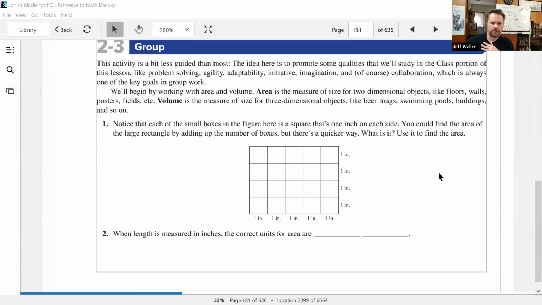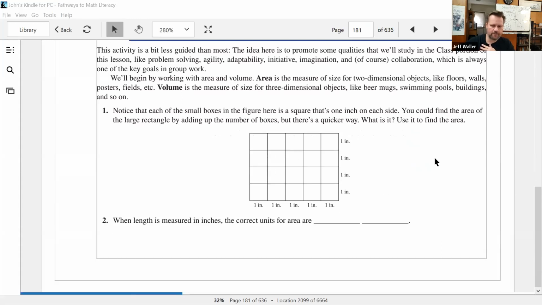So look here. If I would have just kept going, this is really making the deal for me. This is really just hammering it home. How would you get the area of this thing? Well, how long is this side? How long is this side total? 5 inches. Yeah, 1, 2, 3, 4, 5.